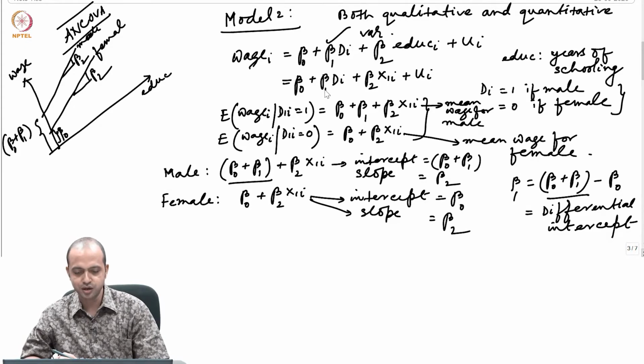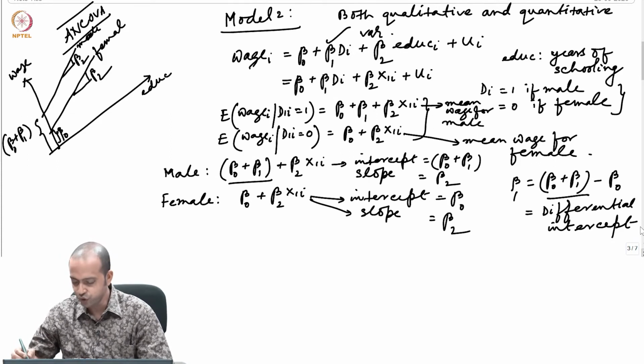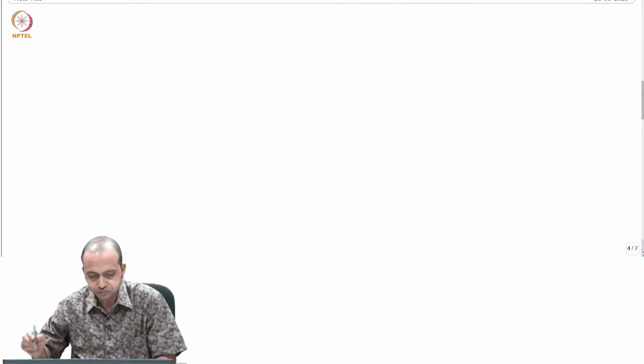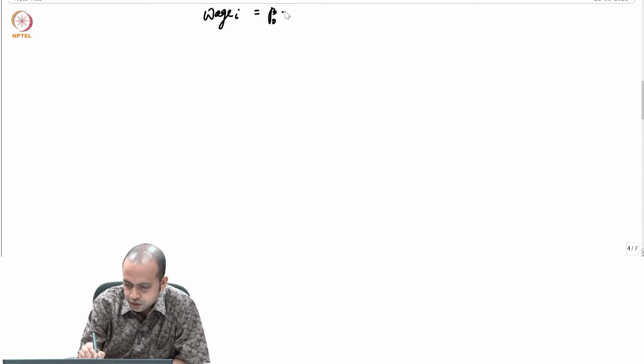But in this model, when I have included one covariate, let me tell you something more about what I am assuming. So, your wage function is wage equals to beta 0 plus beta 1 d_i plus beta 2 x1_i plus u_i.